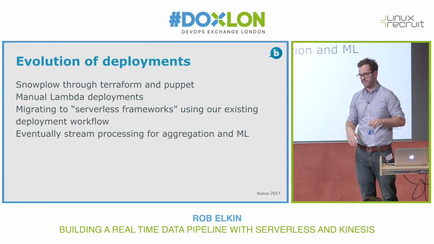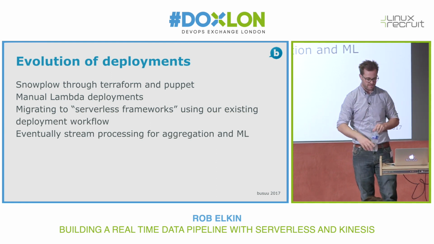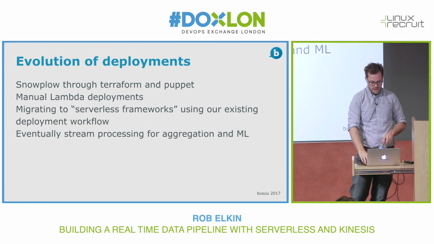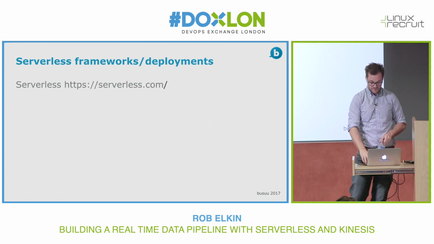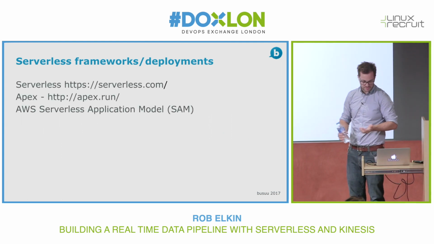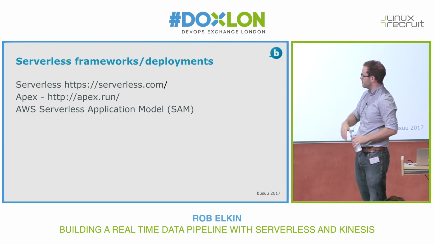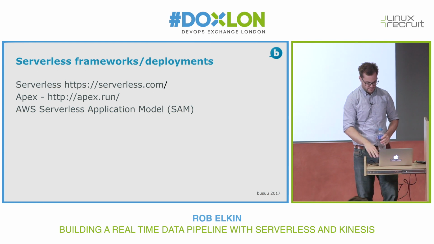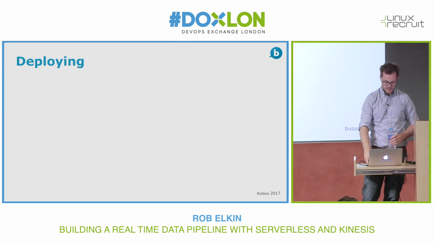It's almost stream processing right now, just because of the way that Lambda works, and it'll just pull off of the queue and start processing stuff, but there's more that we can do there. So in terms of serverless frameworks and deployments, I'm sure you all know that there are 3 big serverless frameworks. There's Serverless, there's Apex, and there's AWS SAM. We use a subset of 2 of them.